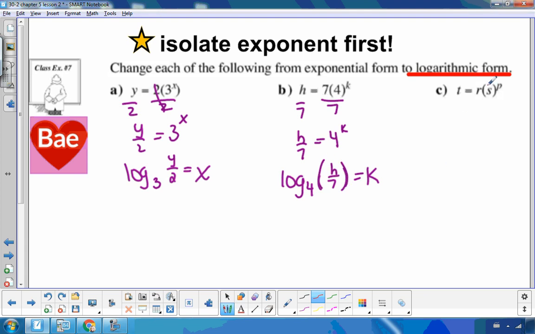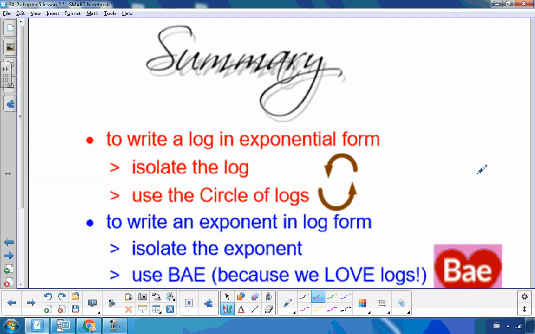For this one, same thing, even though there's letters. Divide both sides by r to isolate my exponent. So I get t over r equals s to the p. And then because I want to switch to logs, and I love logs so much, I use bay. Base answer equals exponent. Okay, so we're going to use this idea to solve a couple equations.